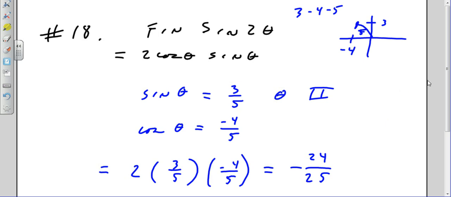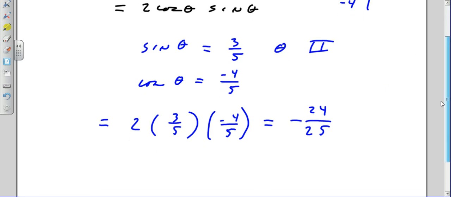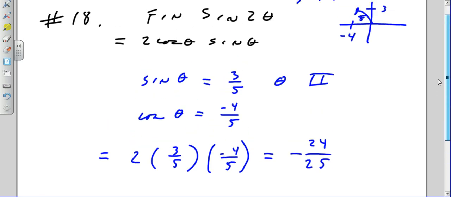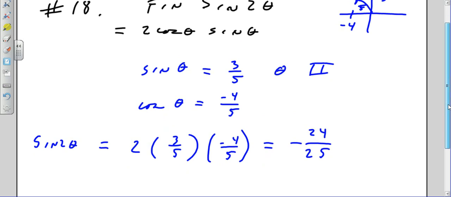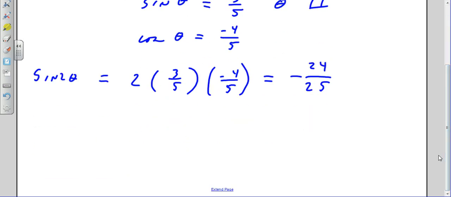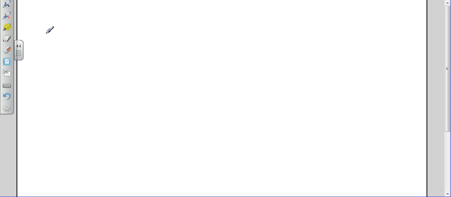So that would be what the sine of twice the angle would be, minus 24 over 25. Okay, turning the page. Now we're going to have to show something. We'll look at number 24.